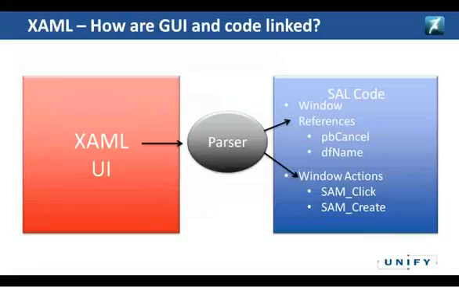So how are GUI and code linked? The XAML UI parses the XAML code and then executes the event handlers that have been generated for some click and some create, for example.